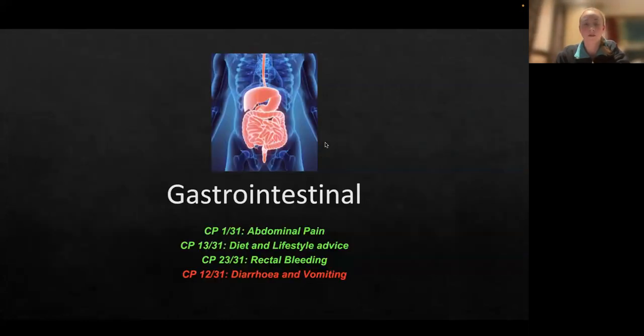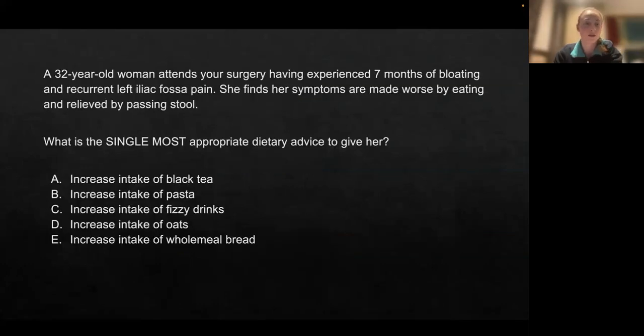Okay, so in terms of gastrointestinal, again, quite a common presentation to GP. And here's the first question. A 32-year-old woman attends your surgery having experienced 7 months of bloating and recurrent left iliac fossa pain. She finds her symptoms are made worse by eating and relieved by passing stool. What is the single most appropriate dietary advice to give her?